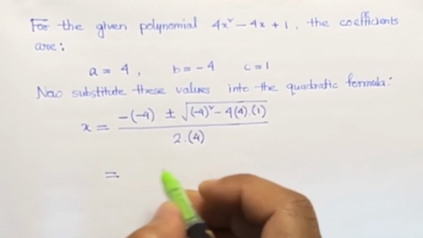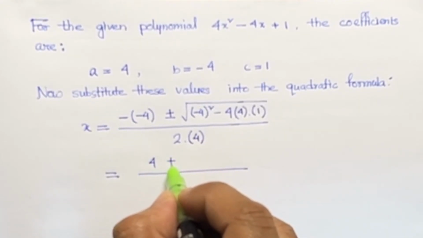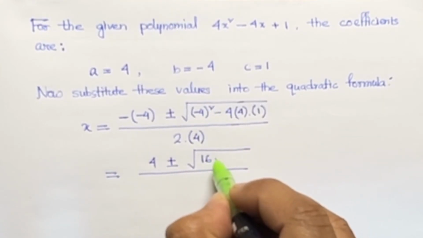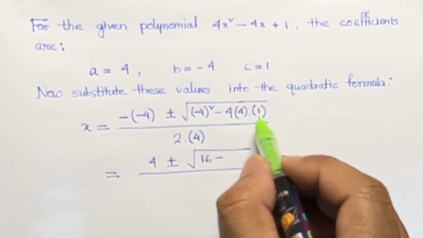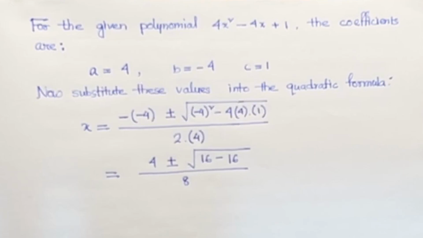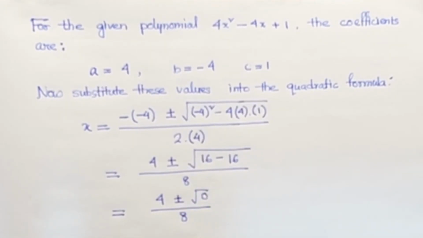So this equals to 4 plus minus square root of minus 4 square, that means 16, minus 4 into 4 into 1, 16, divided by 2 into 4 means 8. So this equals 4 plus minus square root of 16 minus 16, 0, divided by 8. Now see, we get the expression under square root as 0.